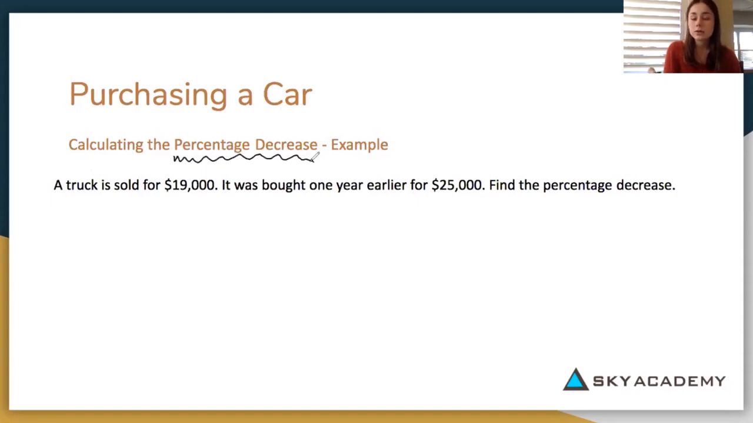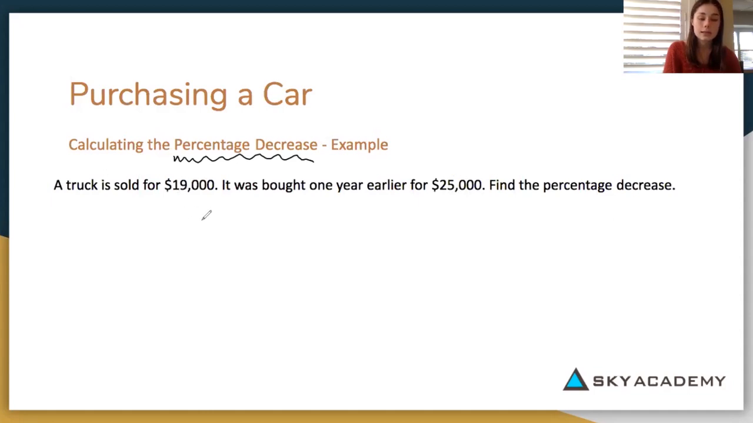So a truck is sold for $19,000. So when they sell the car, they're going to get $19,000. However, it was bought 1 year earlier for $25,000. Find the percentage decrease. So we know that when we bought the car, we bought it for $25,000 and it has decreased in 1 year to $19,000.